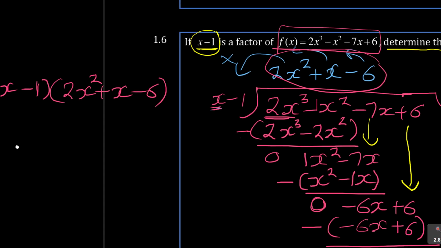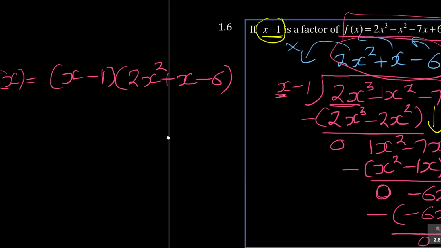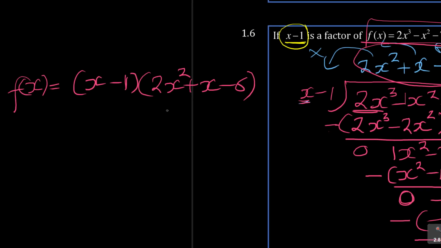Yeah, but remember they say determine the other factors. If they say determine the other factor, they told you x minus 1 is a factor, meaning you are factorizing. You factorize this further. So you continue with your x minus 1 and 2x squared plus x minus 1... I mean 2x squared plus x minus 6. Now, use that quadratic formula to get this answer fast. I think you can quickly do that. Can you try the quadratic version?